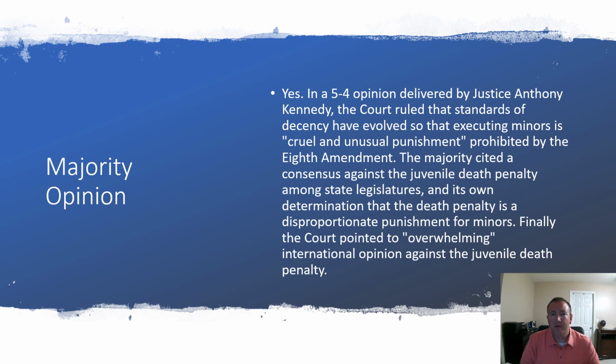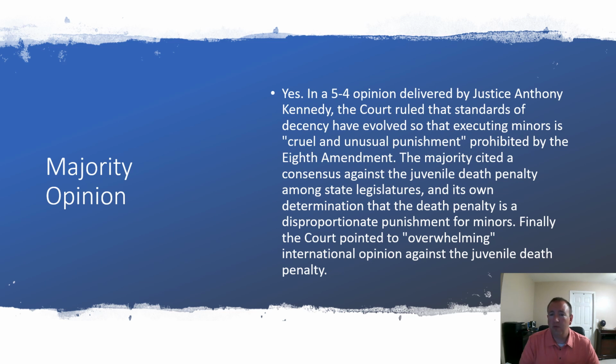So the majority cited a consensus against the juvenile death penalty among state legislatures. So the states generally were not allowing the death penalty of a minor. Because the states were passing laws against the death penalty of a minor, and also its determination that the death penalty is a disproportionate punishment for minors. So it's not really used that often, even in places where it's allowed.